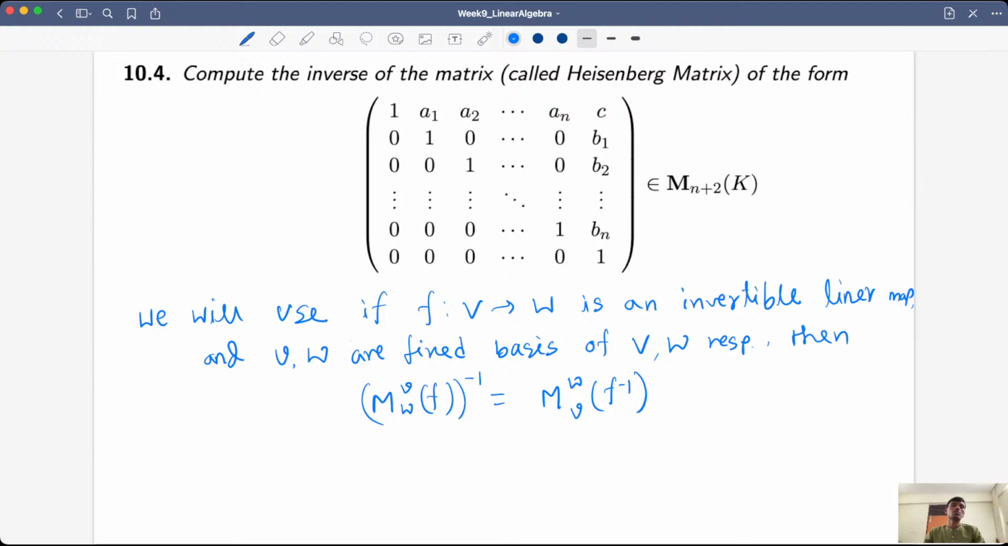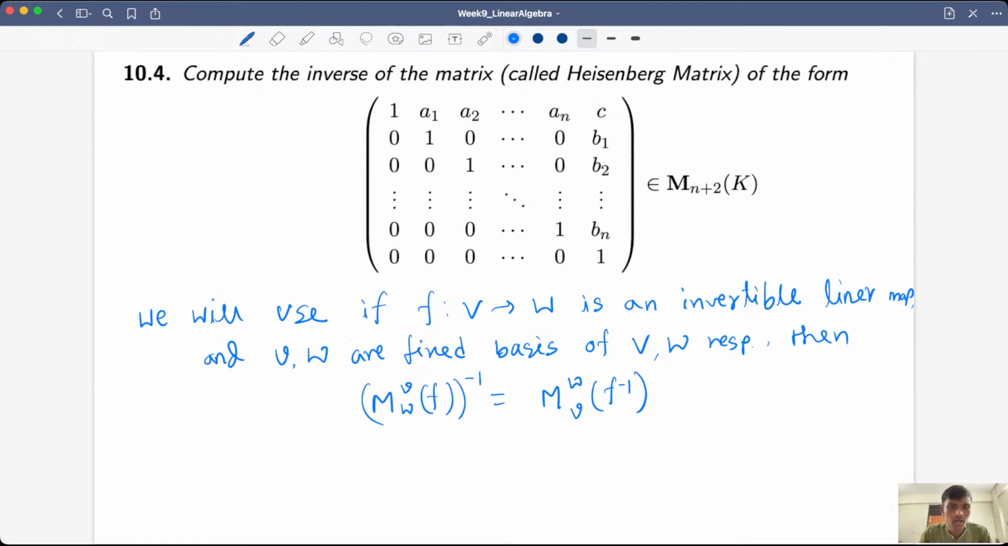So we'll actually compute this. One can compute the inverse of this matrix by calculating the adjoint matrix, but that will be a little bit tedious, because it is an n cross n matrix and you have to calculate the determinant somewhere. So that's why we can use this one and calculate the inverse of this.